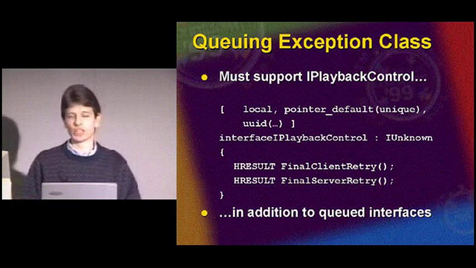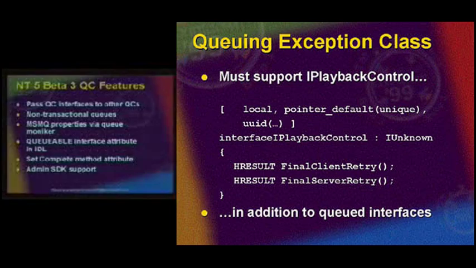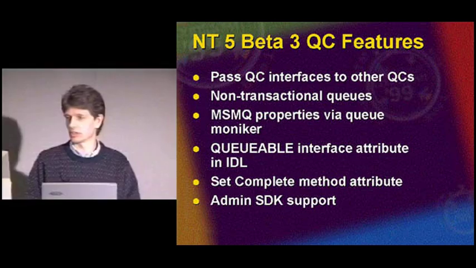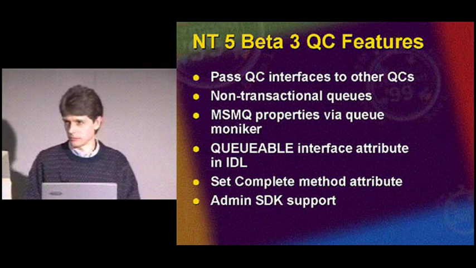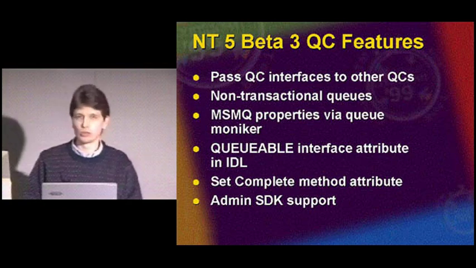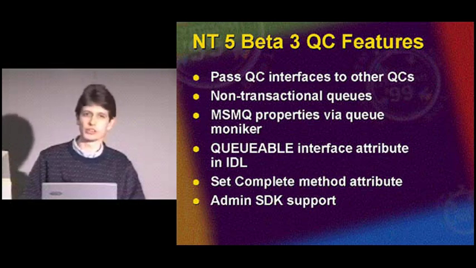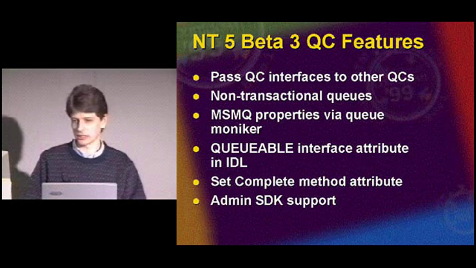That pretty much concludes how to use, deploy, and some of the advantages for queued components. So just finally wanted to finish off with where we were with the project. The NT5 Beta 3 will have a version of queued components, and that will feature basically what was there in the Beta 2, so everything you could do then, plus it'll allow you to pass a queued component interface to another queued component, so it'll allow you to generate the response queues that we looked at in the sample.